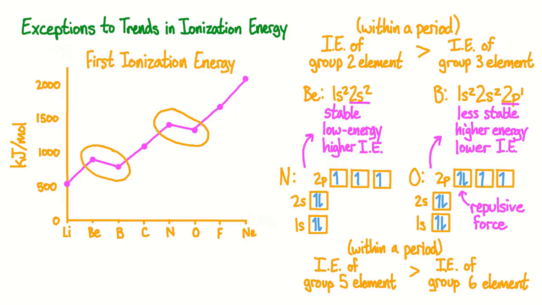And as an extension, the instability of this extra electron in a p subshell in any group 6 element lowers its ionization energy below what would be expected from the trend.